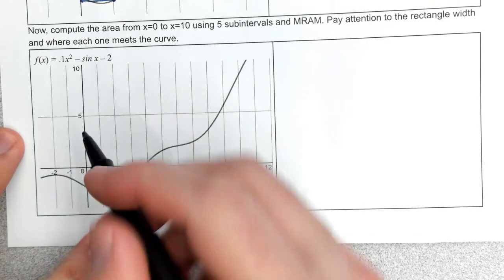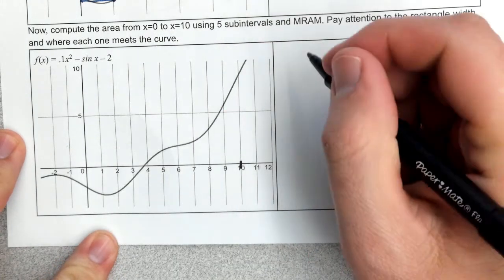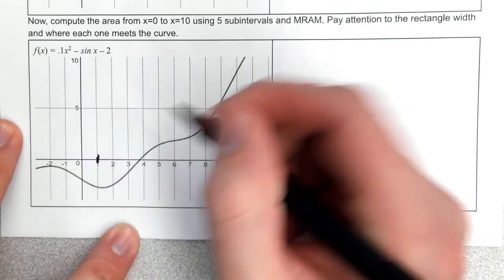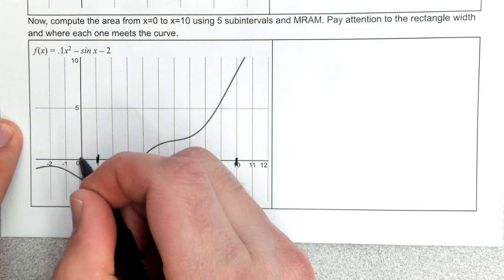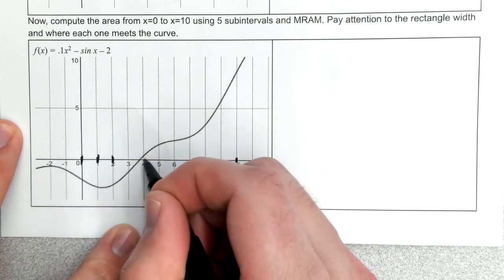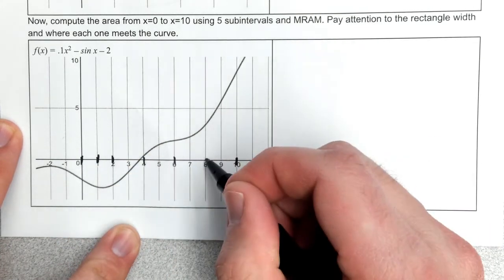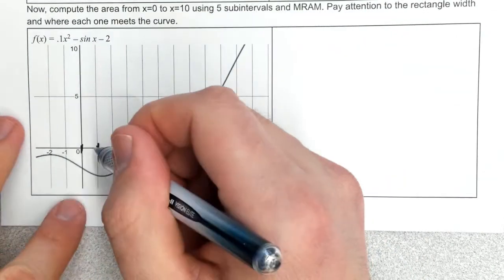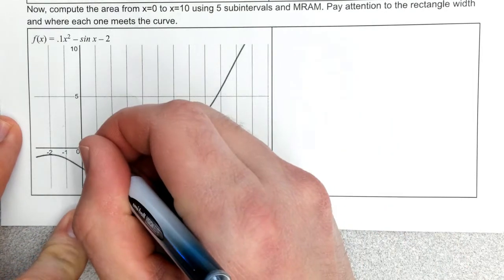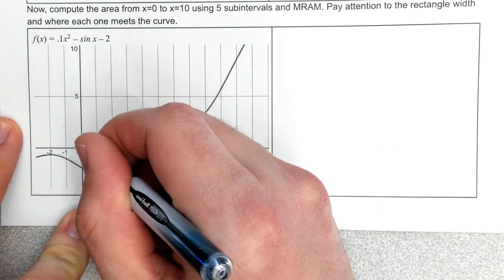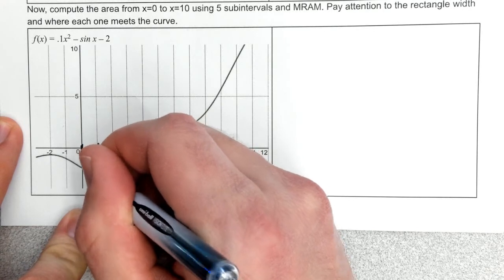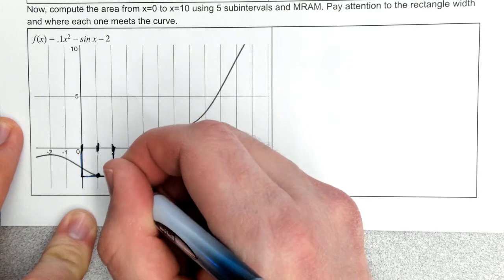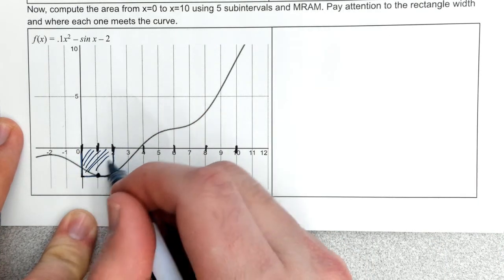So here we go. If we're going to go subintervals of width 2, again, because 10 divided by 5 is 2, we have a subinterval here from 0 to 2, then 2 to 4, then 4 to 6, then 6 to 8, and then 8 to 10. Now the first rectangle will go based off of the middle of the first subinterval, which will be here at 1. Okay, so we'll track 1 lands right here, and then we sketch in our first rectangle like that.